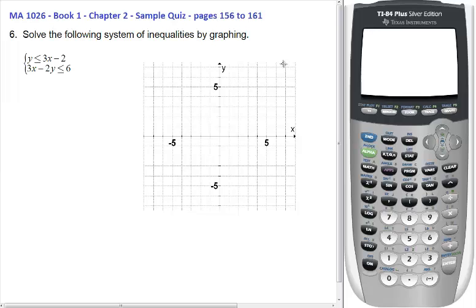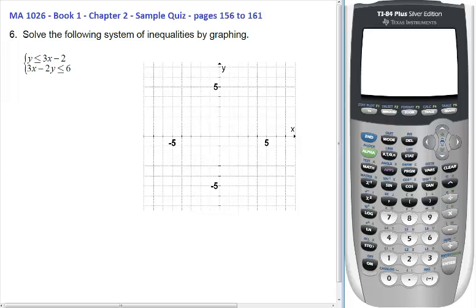Good day, students. Today we're going to look at the solution to number 6, Long answer question, part of your chapter 2 sample quiz in book 1 of your Math 1026 booklets. Okay? Now, it's asking us to solve a system of inequalities by graphing.